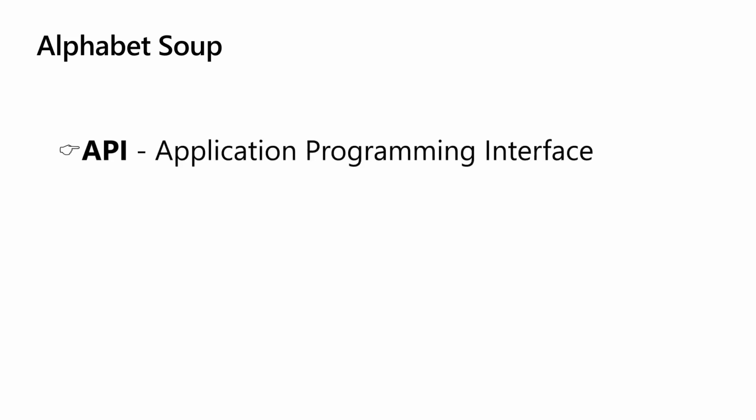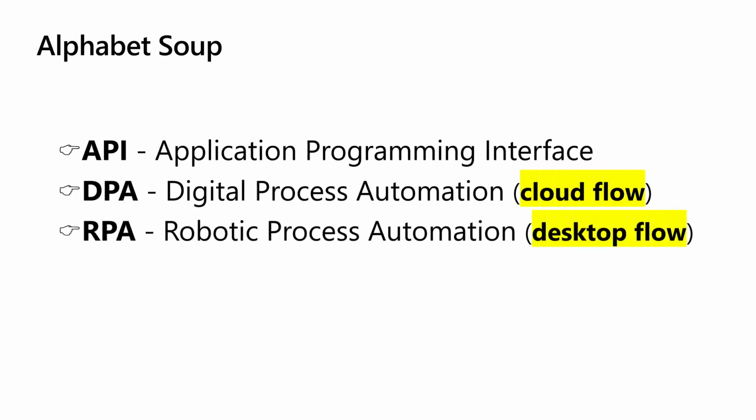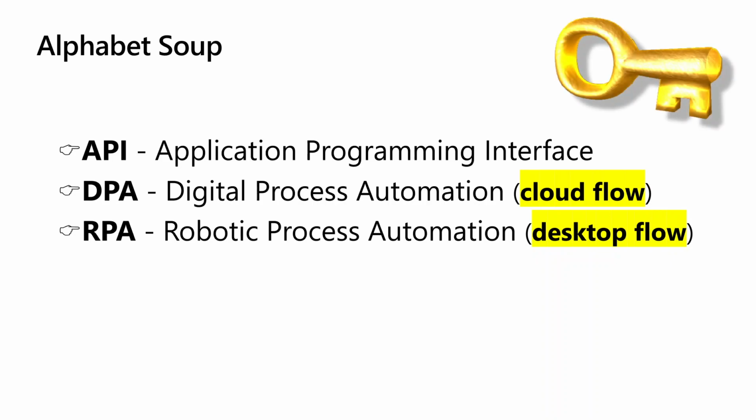What I'm going to cover is API, DPA, and RPA. So API stands for Application Programming Interface. And DPA stands for Digital Process Automation, and in Power Automate, that's known as cloud flows. And RPA stands for Robotic Process Automation, and that's known as desktop flows in Power Automate.